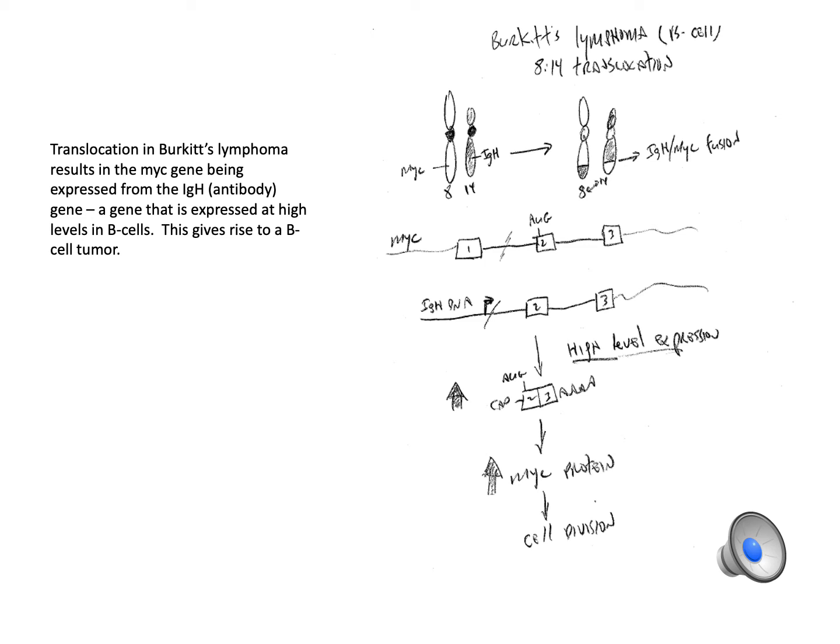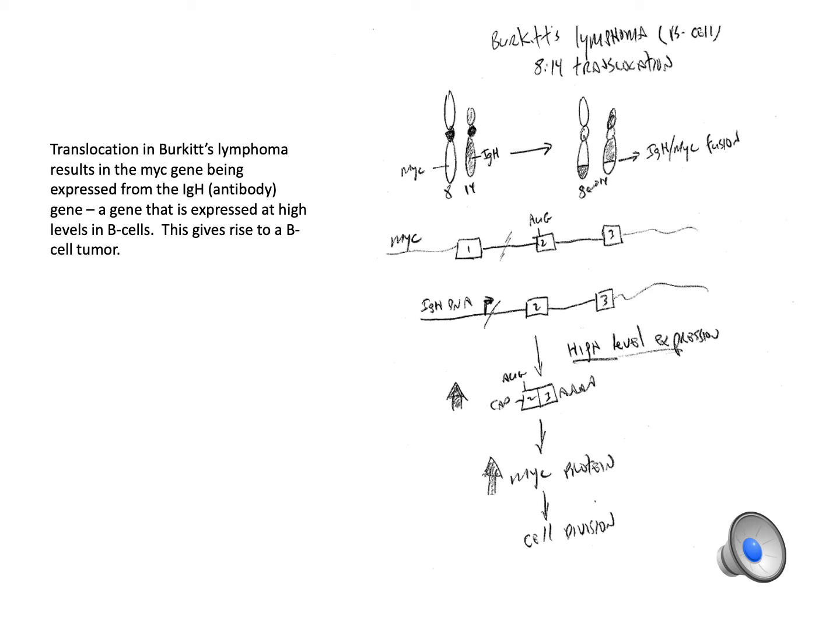So what's happened in this situation is that exons 2 and 3 are now linked to a very strong promoter, which is IGH, and it drives the expression of this new fusion gene. So I've written there high level of expression. You end up getting high level of expression of this unusual RNA transcript. But since the AUG is within exon 2, the messenger RNA that's made is able to translate the MYC protein. And so you get an enormously high amount of MYC protein, and the MYC protein drives cell division.